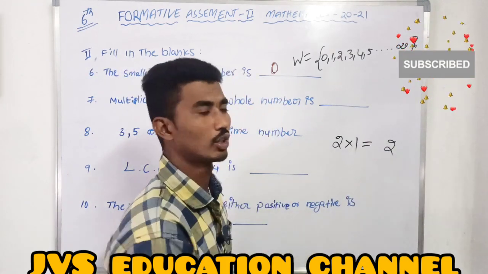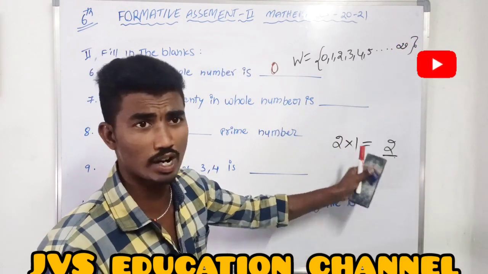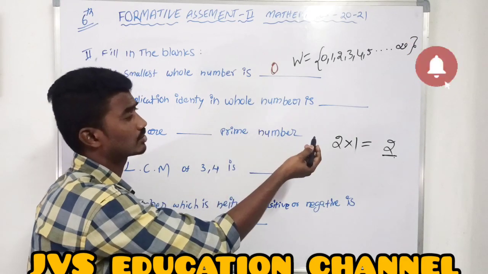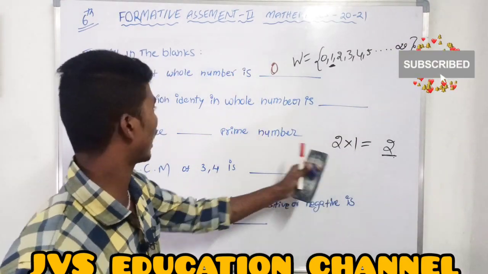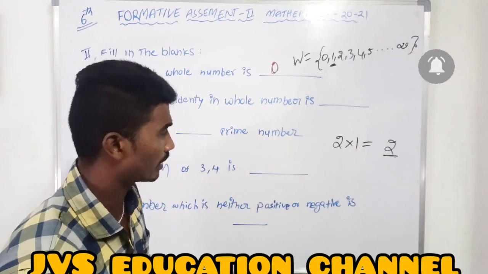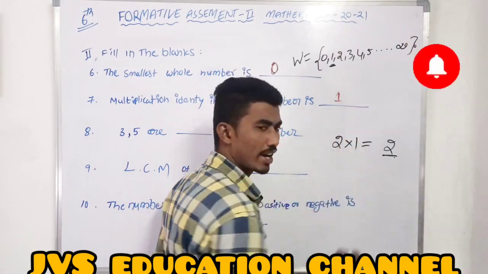We have to take 1 and multiply it by the number, and we have to get the same number. So what is the multiplicative identity of whole numbers? Listen, 1 is also a whole number. The multiplicative identity in whole numbers is 1. The answer is 1.